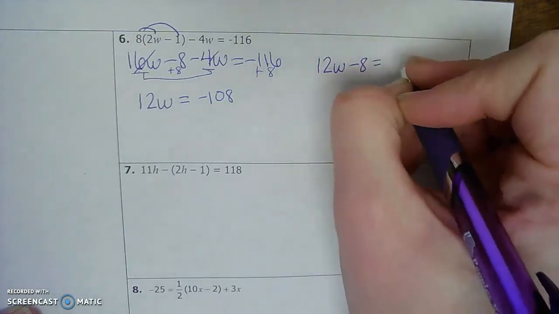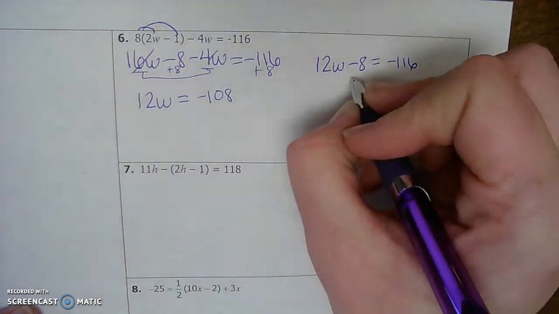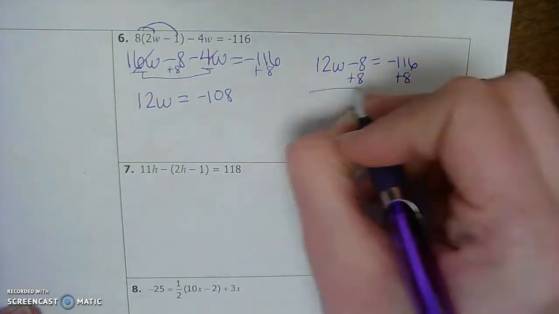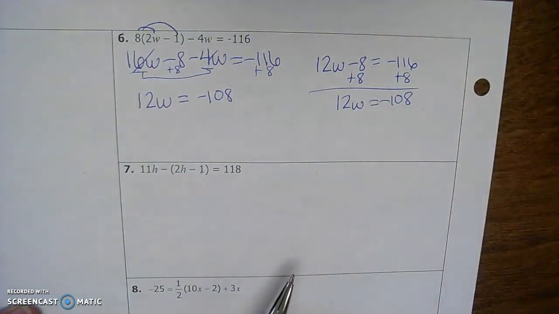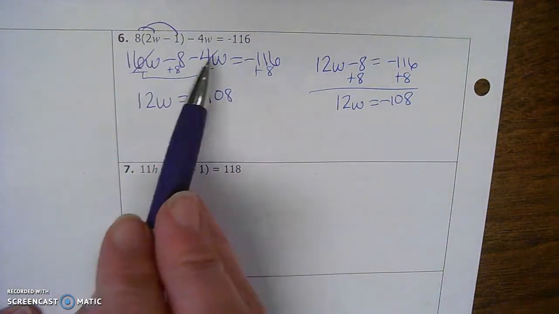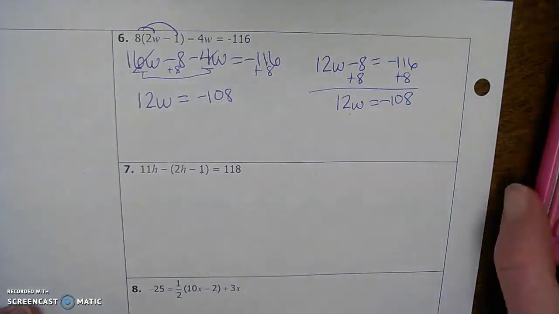12W minus 8 equals negative 116. Then you can add 8 to both sides, and we still end up with 12W equals negative 108. So you can do this all in one step to get here, or you can take two separate steps, whichever one you feel more comfortable with.